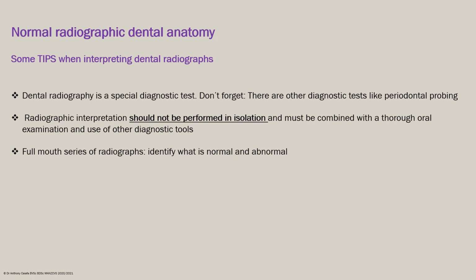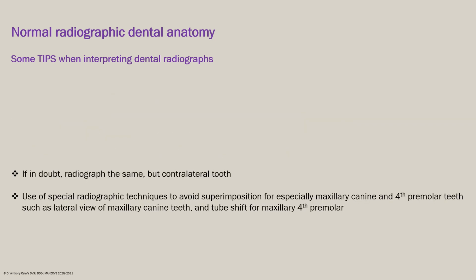It's a good idea to take a full mouth series of radiographs. This helps you identify what is normal and therefore will help you identify what is abnormal. If in doubt, radiograph the same tooth but on the opposite side, and this will help you compare between the two teeth.